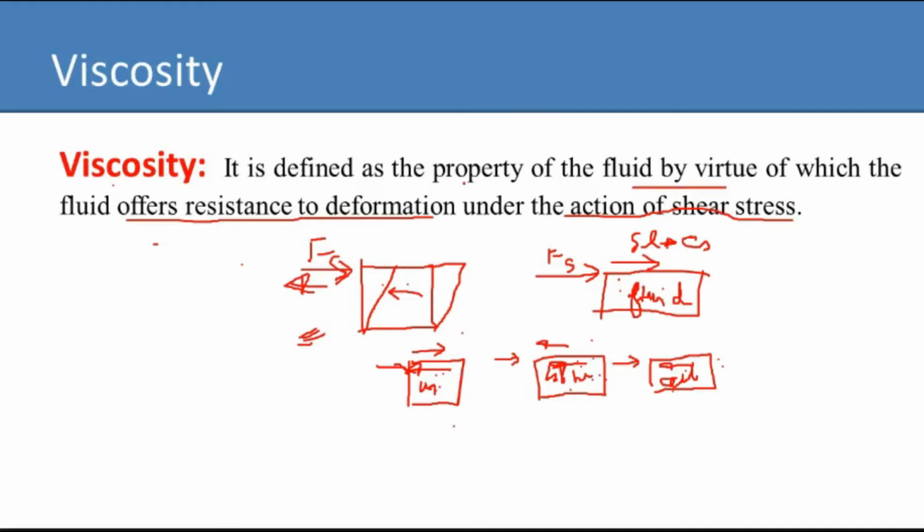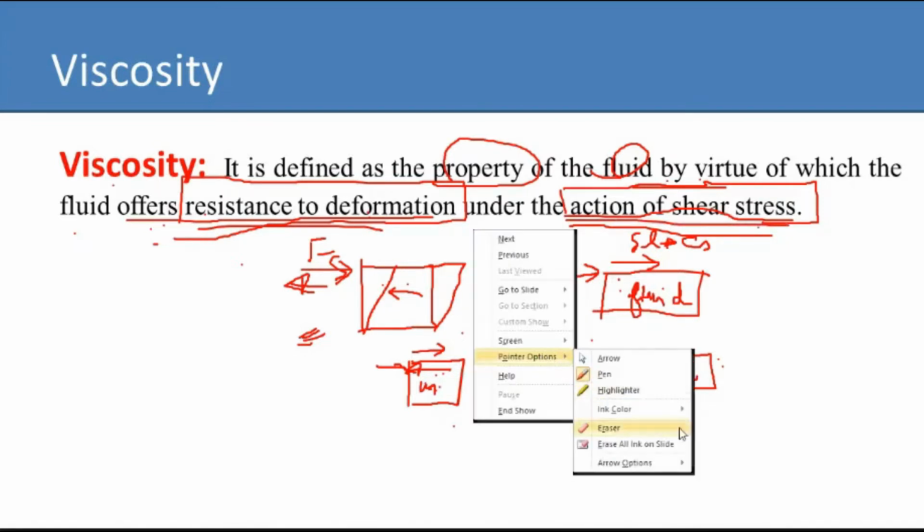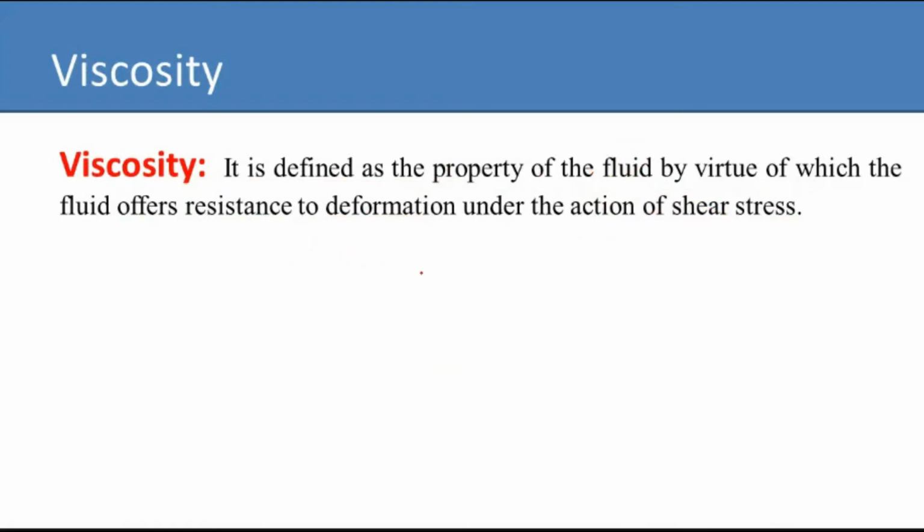What is the definition? It is one of the properties of the fluid by virtue of which the fluid will offer resistance to deformation. Remember this keyword: viscosity is nothing but resistance to deformation. This deformation happens when you subject the fluid to the action of shear stress. So viscosity is resistance to deformation under the action of shear stress. Remember the definition of viscosity, which is also one of the properties of fluid.